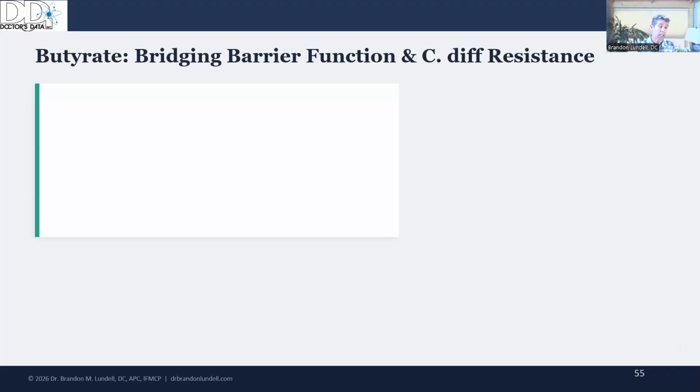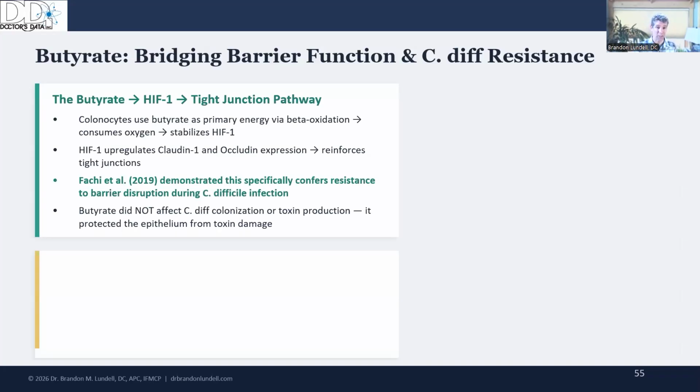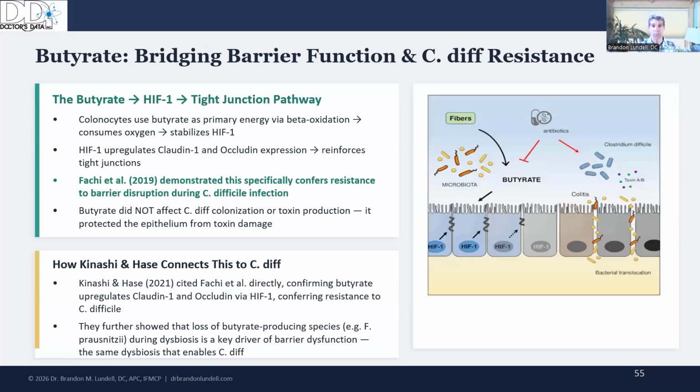So butyrate is also really important in C. diff as well as Saccharomyces. So butyrate here in this study, Kanashi and Hayes connects this to C. diff. They further show that loss of butyrate producing species during dysbiosis is a key driver of creating an environment within which C. diff can both be toxigenic as well as be a carrier. And that never gets treated when someone takes an antibiotic.